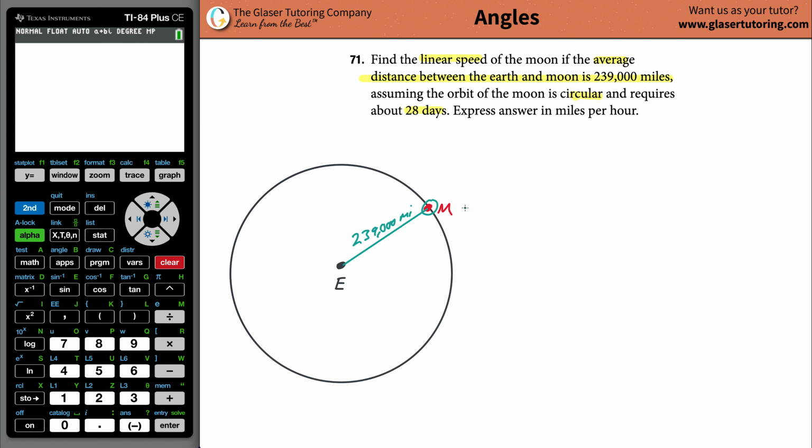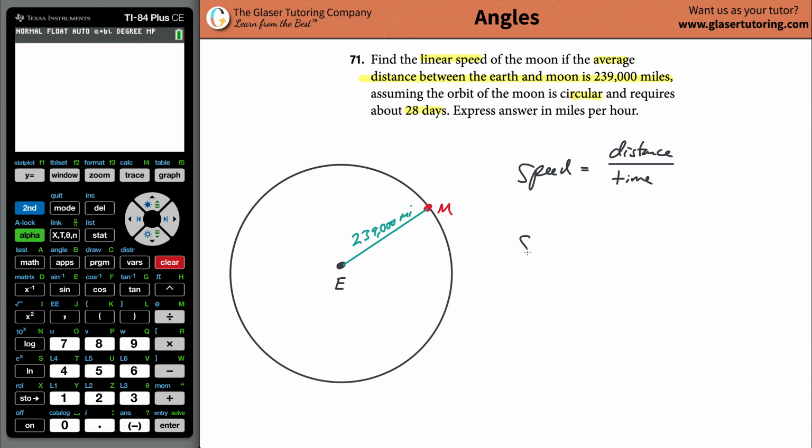It also tells us, not in the problem, but that it's going to take the moon 28 days to make this entire circular track. So now we have a little picture, kind of understanding what's going on. Let's identify the question. It says find the linear speed. So remember, linear speed is going to be the linear distance divided by the time it takes to cover that distance. That's always going to be the speed formula.